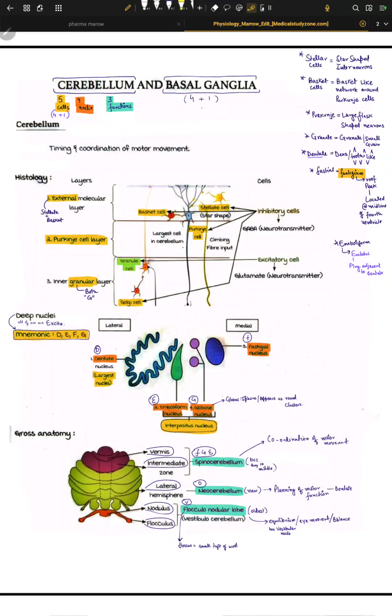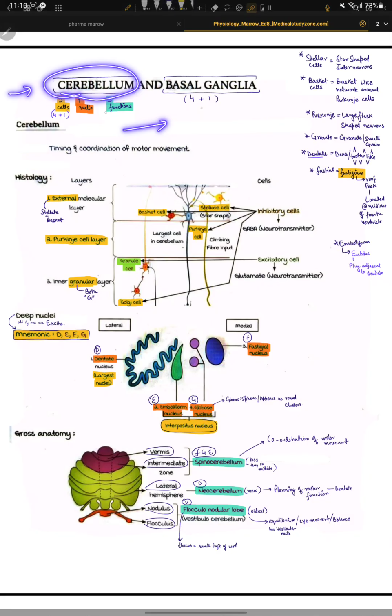Let's start with cerebellum and basal ganglia. So cerebellum, the word cerebellum, it has a bell. I usually associate this bell with balance. So cerebellum has something to do with balance. Whenever you see some sort of balance problems, it usually leads to cerebellar issues.